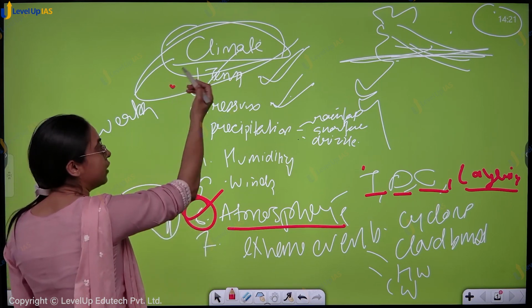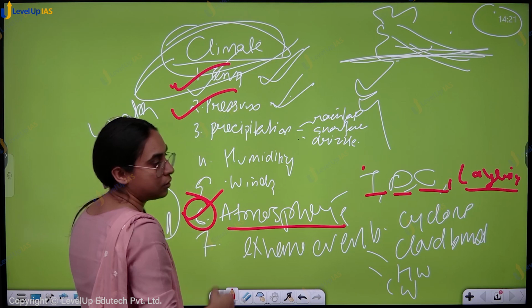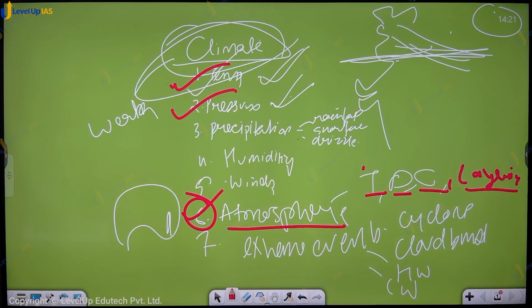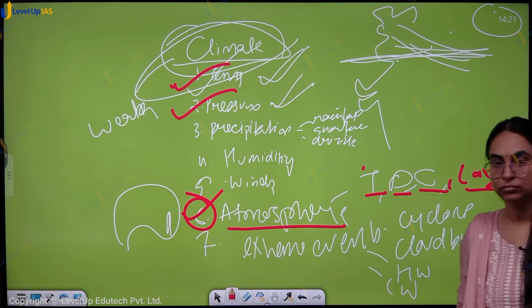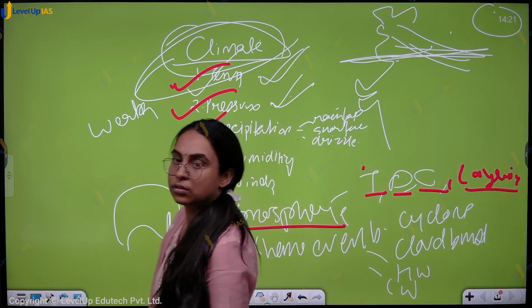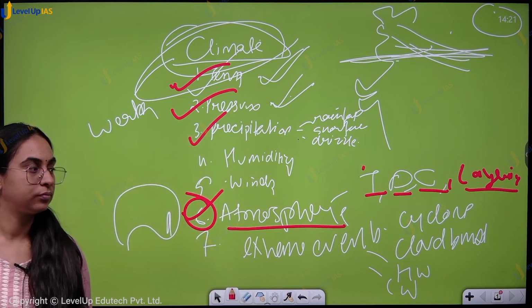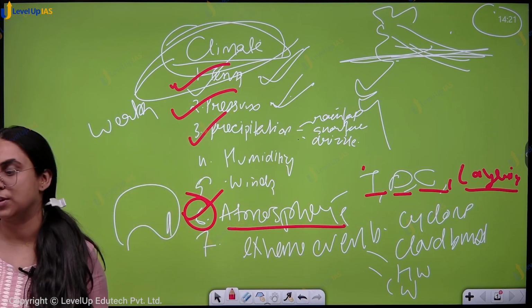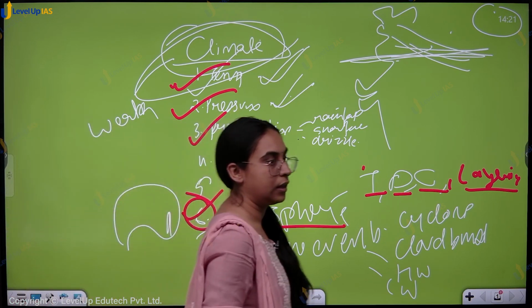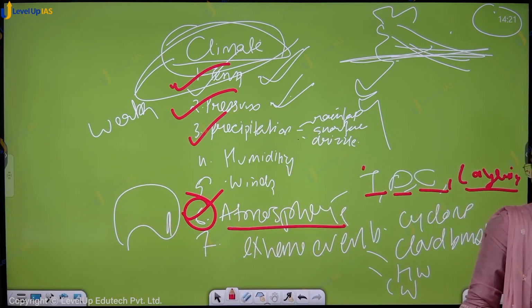Then write about the various elements: temperature, pressure, humidity, right? Precipitation. Precipitation can be of various types: rainfall, snowfall, hailstone, drizzle.